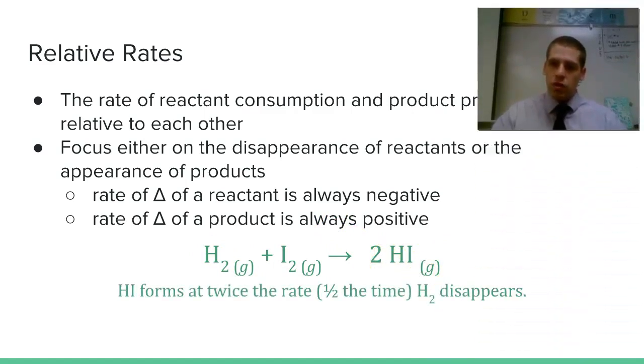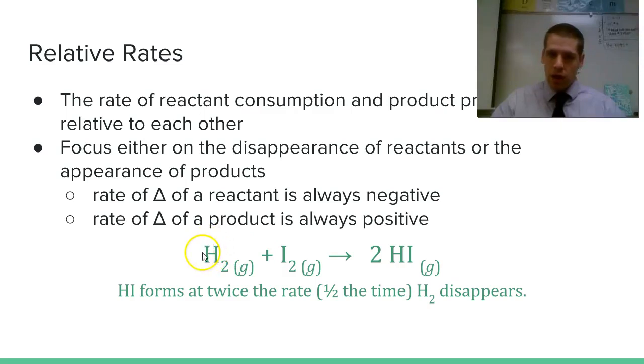Now, looking at the stoichiometric relationship here, we have a mole ratio of 1 to 1 to 2. It would be the case that HI is forming at twice the rate, or in half the time. That'd be the same thing as saying half the time as H2 disappears. Picture the molecules. We have one molecule of H2, and for every one molecule of H2 that we lose, that we react with I2, we're producing twice as many molecules of HI. And so we're producing HI at twice the rate of the disappearance of H2.